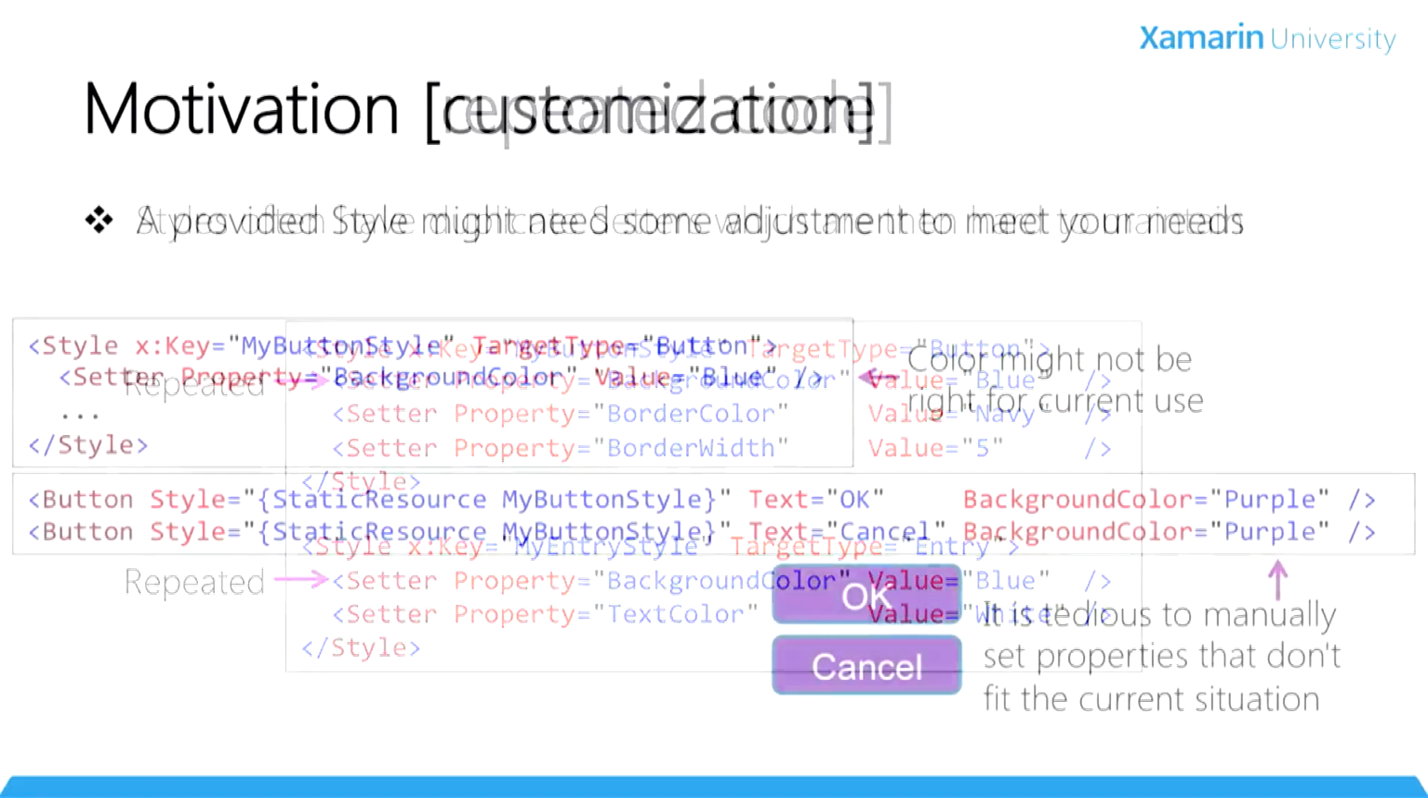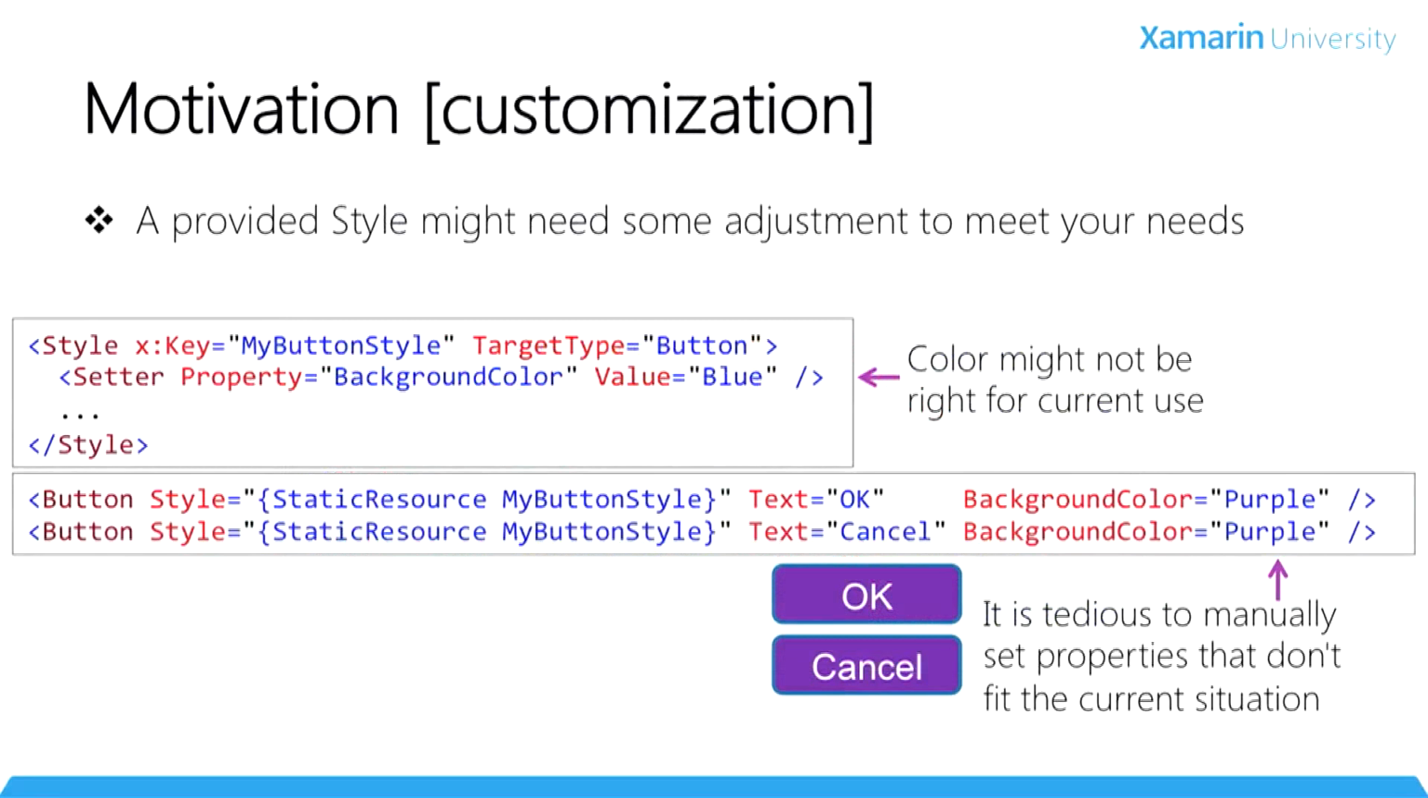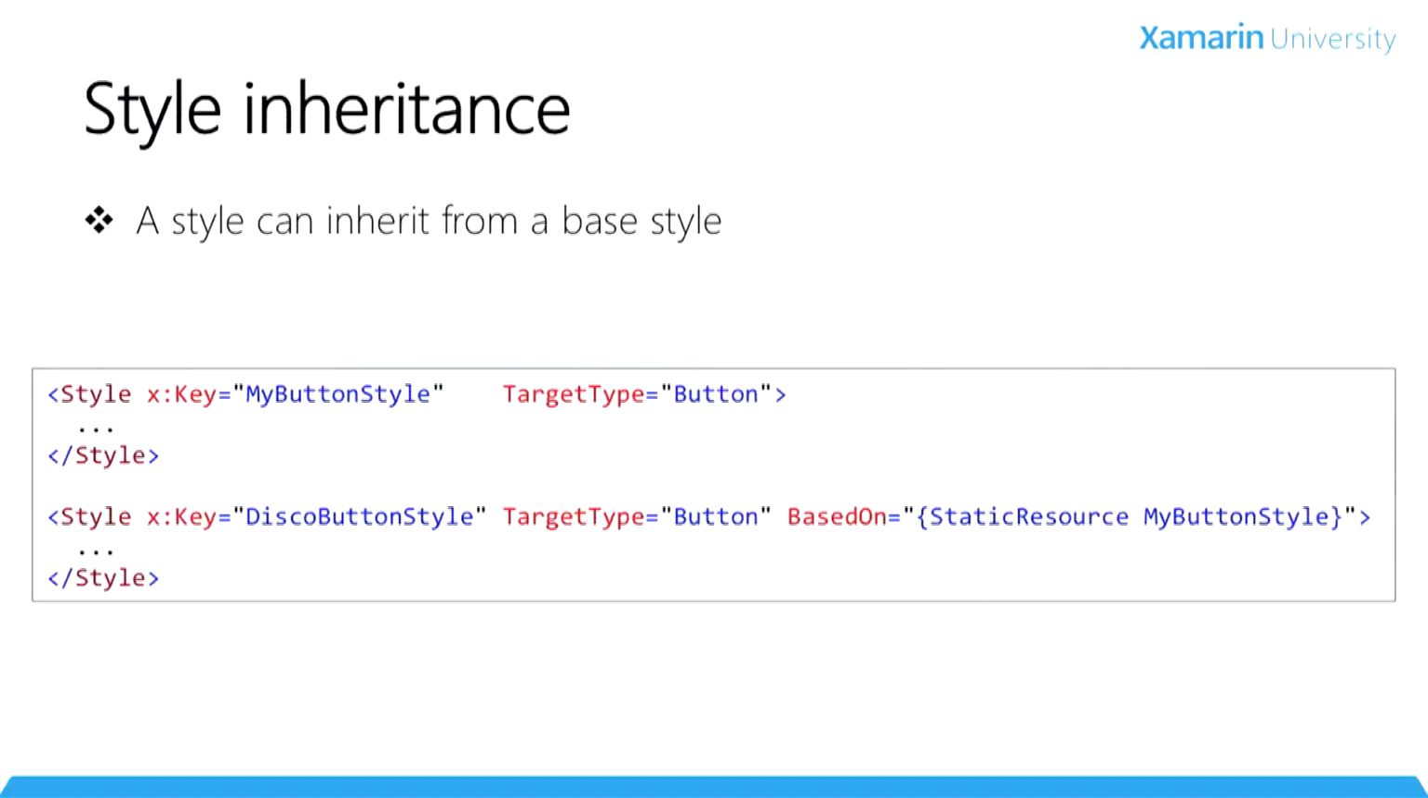If you're not the owner of a style, it might not be possible to modify it to fit your situation. You could apply the style to your controls and then add explicit property settings to override the style values you don't want. However, this is a bit tedious to code and results again in repeated XAML. But the good news is a style can be inherited from an existing style, and the new style inherits all the setters from its base.